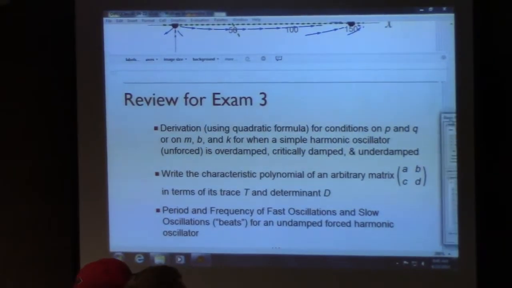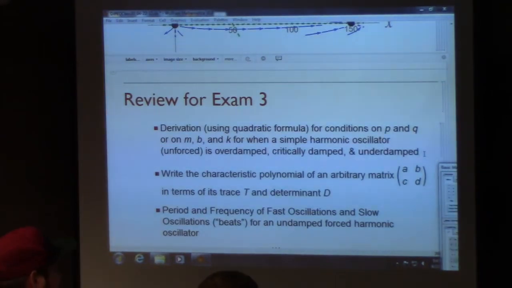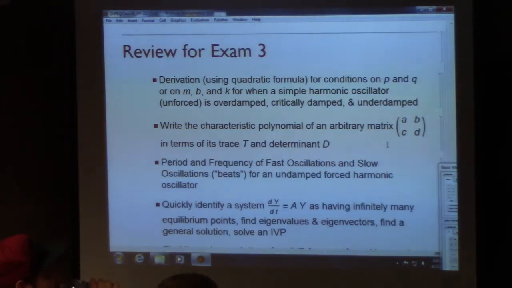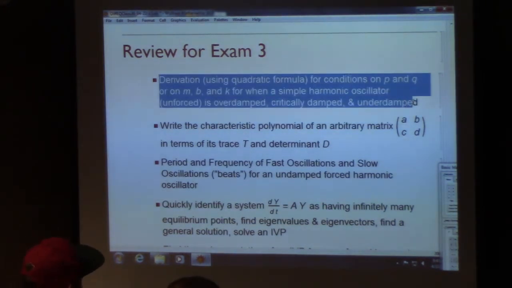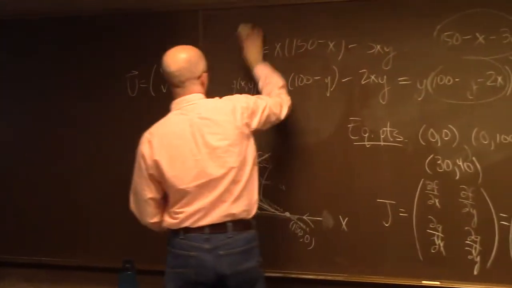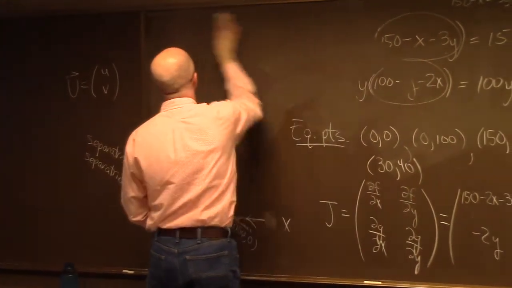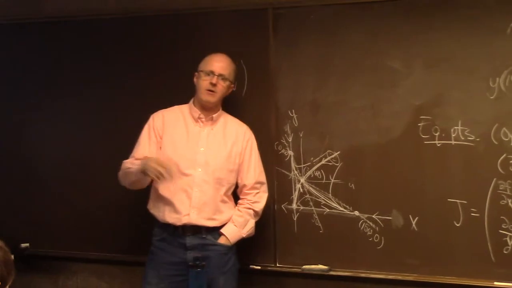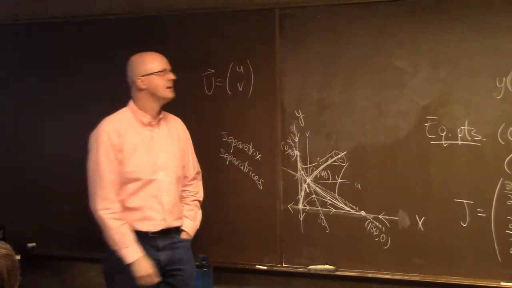Okay, that's the most important thing to review, I think, for the bulk of our time today. We only have 10 minutes left to talk about the other kinds of problems for exam 3. But I think these are definitely easier based on things we've done already. I mentioned there's a derivation that you're going to have to do using the quadratic formula to find either conditions on P and Q for a simple harmonic oscillator, or on M, B, and K to have either overdamping, critical damping, or underdamping, so you should know what those terms mean as well.